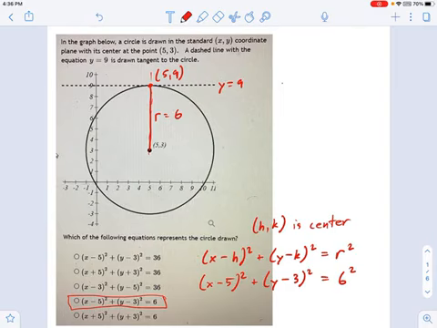Either, look, I picked the wrong one. I picked the distractor. Okay, 6 squared is not 6, it is 36. So this guy right here.